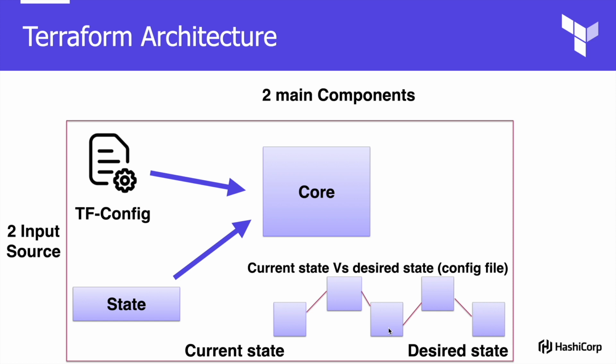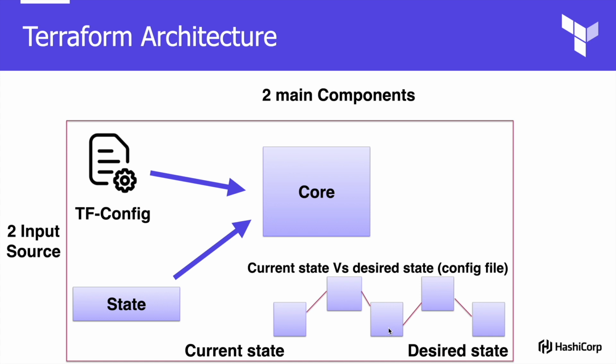So what core then does, it takes this input and figures out the plan of what needs to be done. It compares the current state to the configuration you desire, and when it sees there is a difference, it figures out what needs to be done to get the desired state in the configuration file.